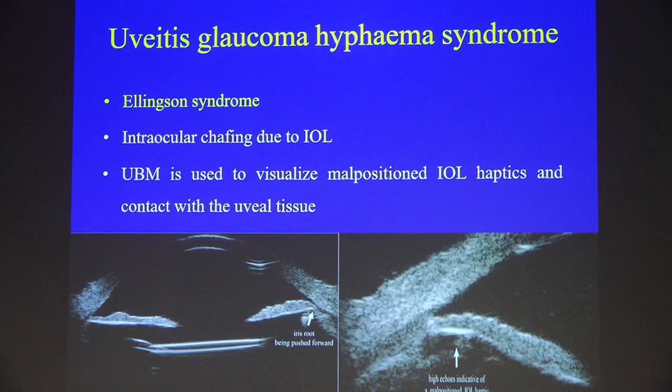Uveitis-glaucoma-hyphema syndrome, or the Ellingson syndrome, that's intraocular chafing due to IOL. So UBM is used to visualize the malposition of the IOL haptics and contact with the uveal tissue, as you see out here, and you can see it here also clearly.